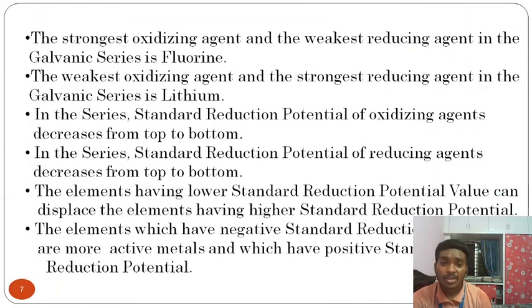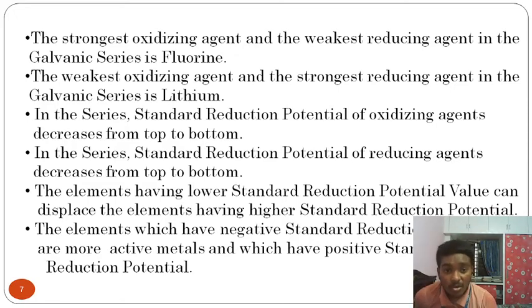The strongest oxidizing agent and weakest reducing agent in the galvanic series is fluorine. The weakest oxidizing agent and the strongest reducing agent in the galvanic series is lithium. In this series, the standard reduction potential value of the oxidizing agent decreases from top to bottom. The standard reduction potential of the reducing agent decreases from top to bottom.